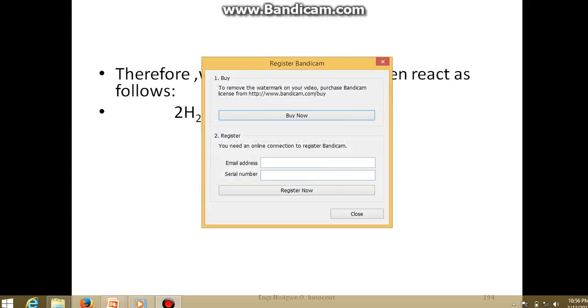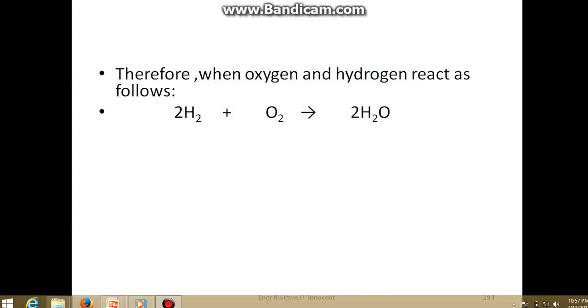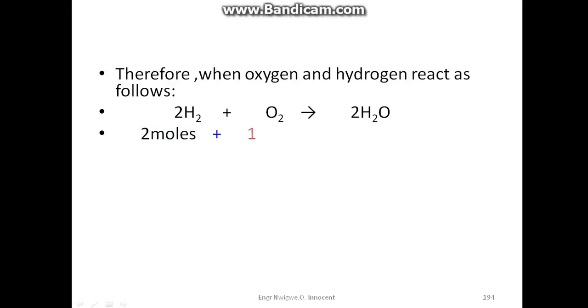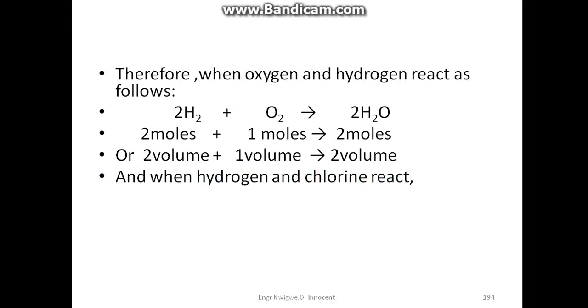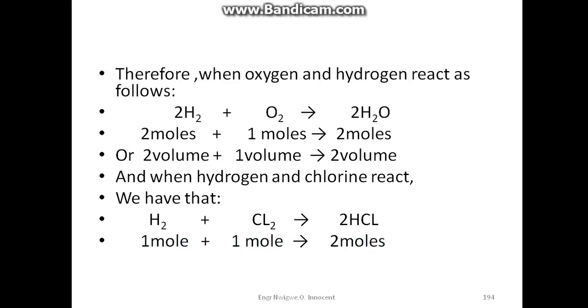2 volumes of hydrogen react with 1 volume of oxygen to give 2 volumes of water. And when hydrogen and chlorine react, we have that 1 mole of hydrogen plus 1 mole of chlorine gives 2 moles of hydrogen chloride, or you say 1 volume of hydrogen reacts with 1 volume of chlorine to give 2 volumes of hydrogen chloride.